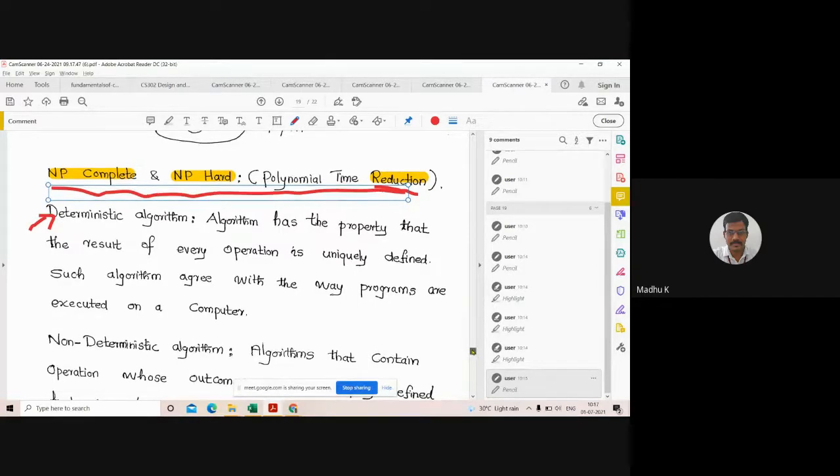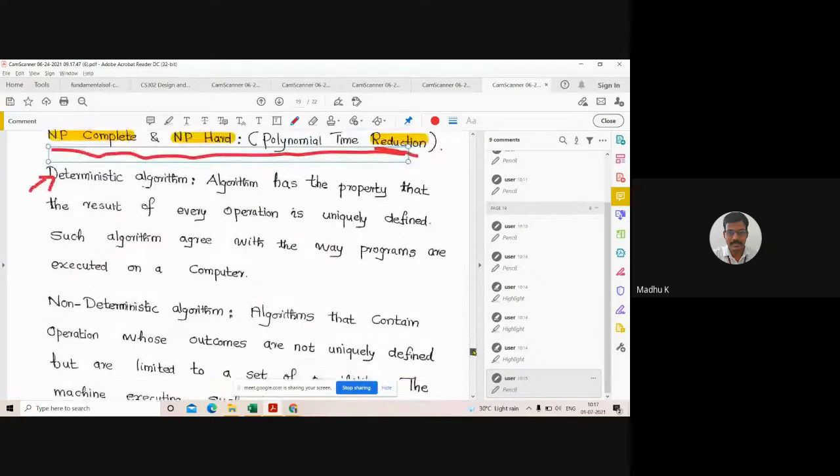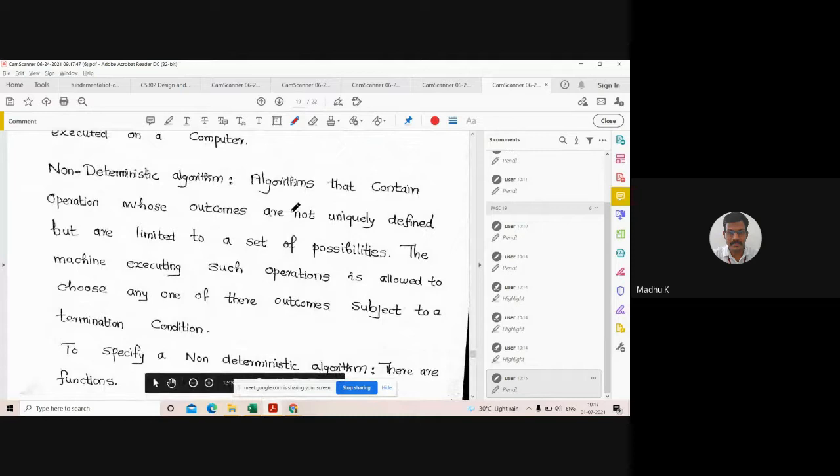Next is non-deterministic algorithm. So what is meant by non-deterministic algorithm? An algorithm that contains operations whose outcomes are not uniquely defined. Already we discussed what is non-determinism. That is guessing a solution to get the final result. So a non-deterministic algorithm means an algorithm that contains an operation whose outcomes are not uniquely defined, but are limited to a set of possibilities.